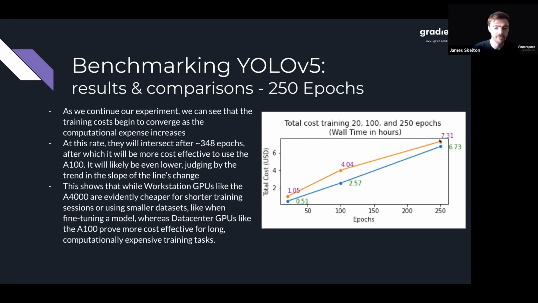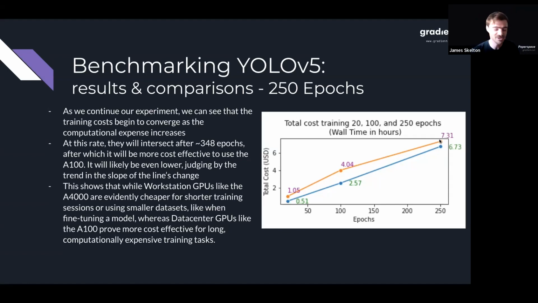It shows very clearly that while workstation GPUs like the A4000 are evidently cheaper for shorter training sessions or using smaller data sets, like when updating or fine-tuning a model, as I said before, data center GPUs like the A100 prove more cost-effective for long, computationally expensive training tasks. So with that, I think it is pretty clear to say that if you were going to be training YOLOv5 on one of these NVIDIA GPUs, and it is my recommendation that you use at least one of the ones mentioned in this talk, they're all really nice.